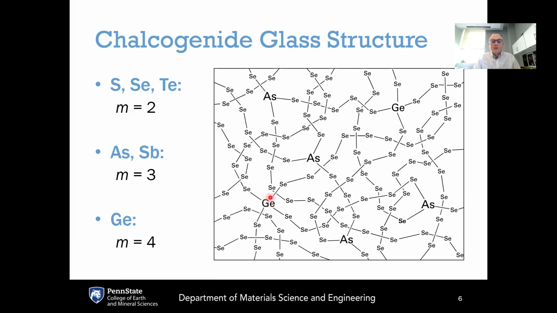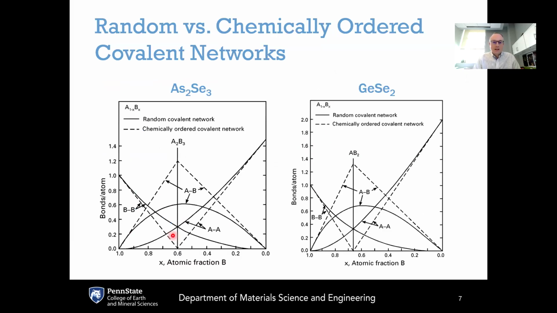Germanium is coming in with a 4-fold coordination, and basically you can have any type of connectivity in this glass where the coordination number is governed by which column of the periodic table that it's in.